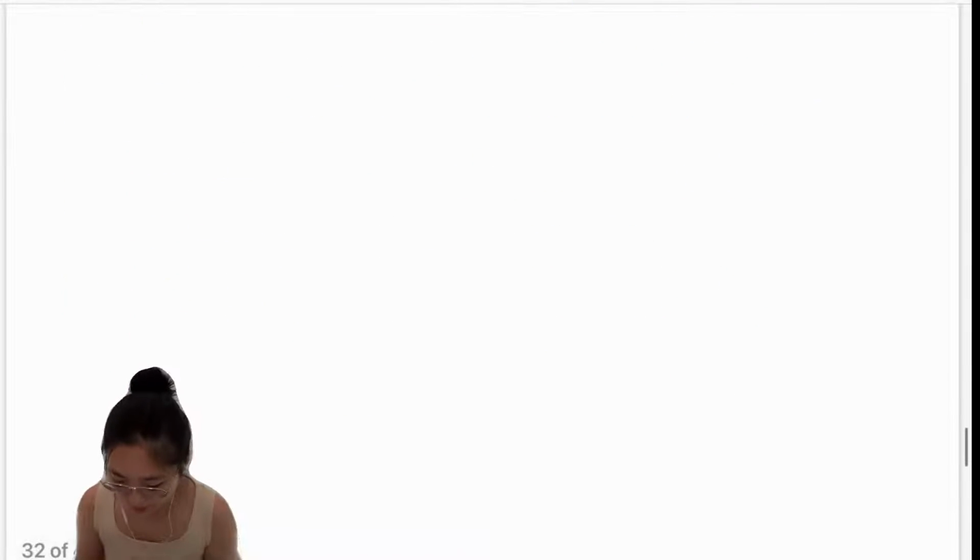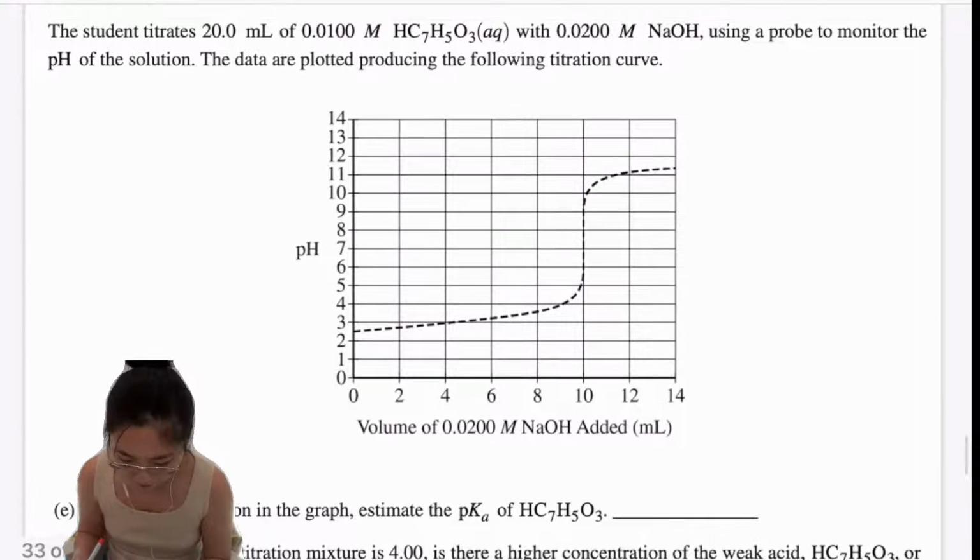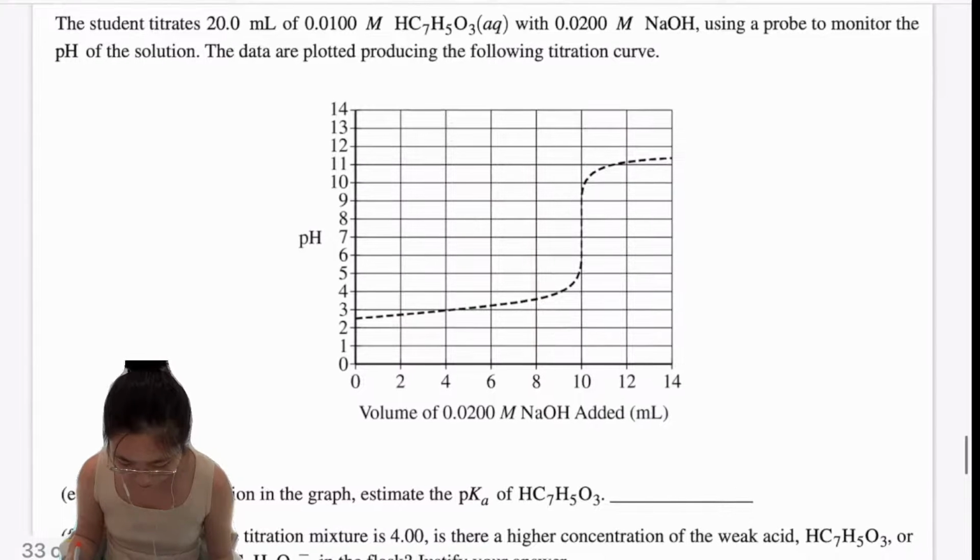Okay, so let's go back to the acid-base and titration. Here's a titration curve, and it's an FRQ question. A student titrates 20 milliliters of 0.01 molar HC7H5O3 in aqueous solution with 0.02 molar sodium hydroxide using a probe to monitor the pH of the solution. The data are plotted producing the following titration curve. Using the information in the graph, estimate the pKa of this weak acid.